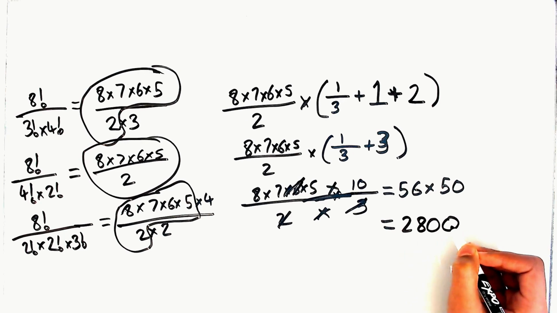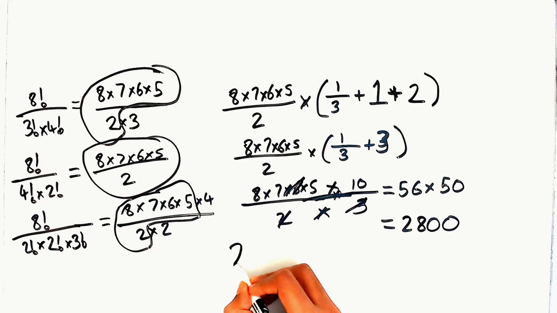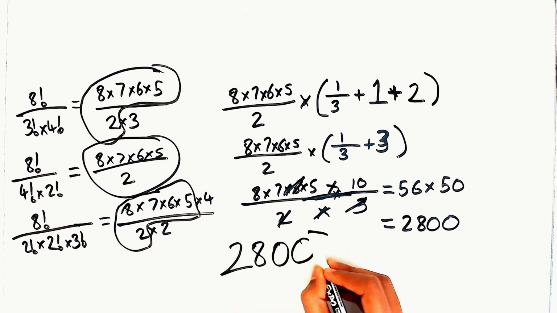2,800. So this means having the same blocks at both ends, the blocks can be arranged 2,800 ways. So 2,800 is the answer.